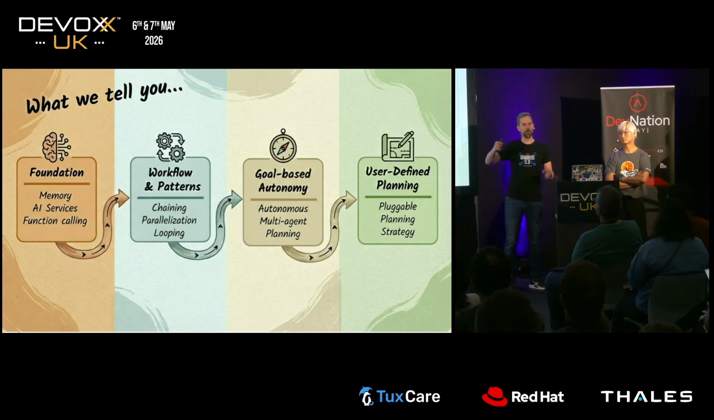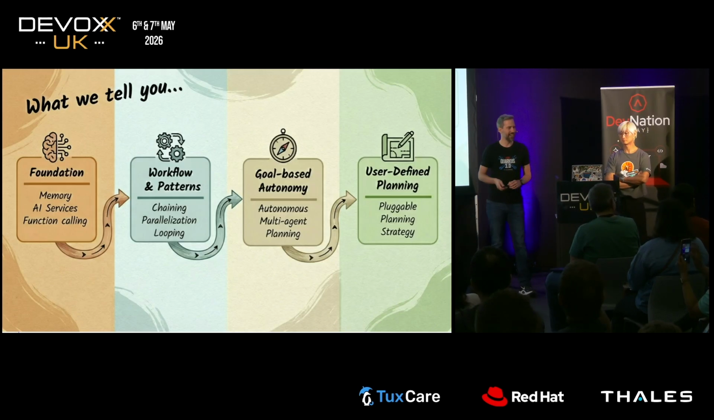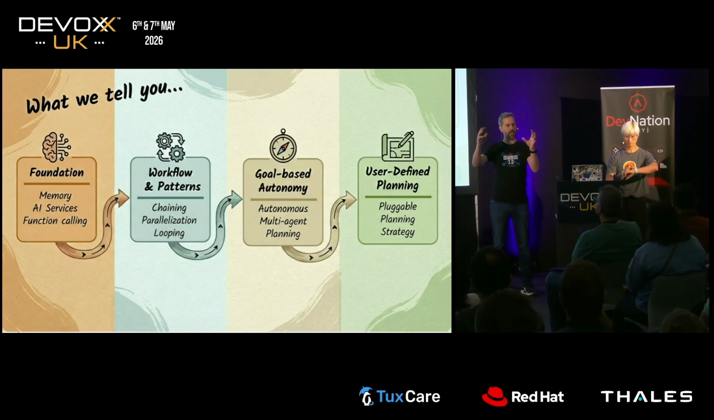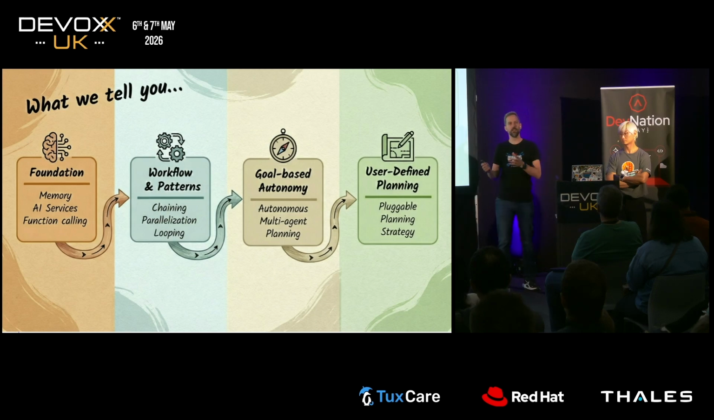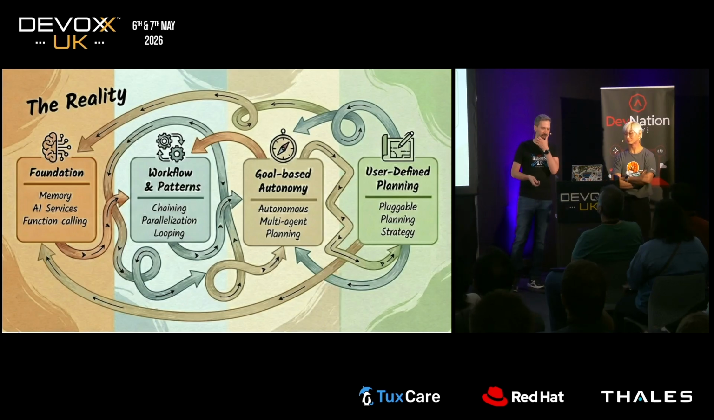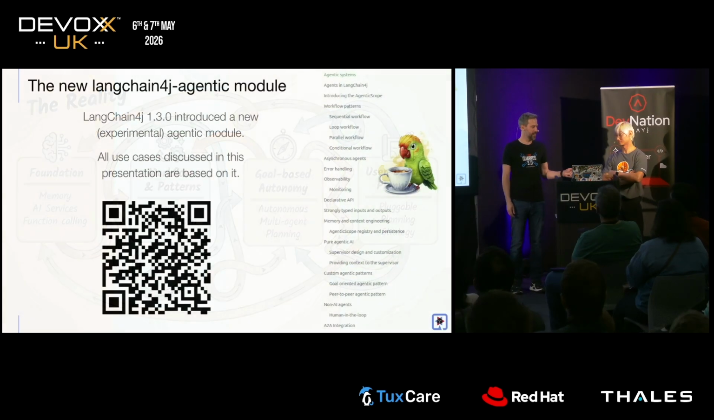So this is what we tell you, right? Mario here is the main architect behind this, and he knows very well that this is the flow: you first have the foundation, and you create deterministic patterns. You give it maybe some more goal-based autonomy, and then you can even create your own planners. But in reality, it's more like this, right? You go back and forth, and it becomes a little bit more exotic, let's say.